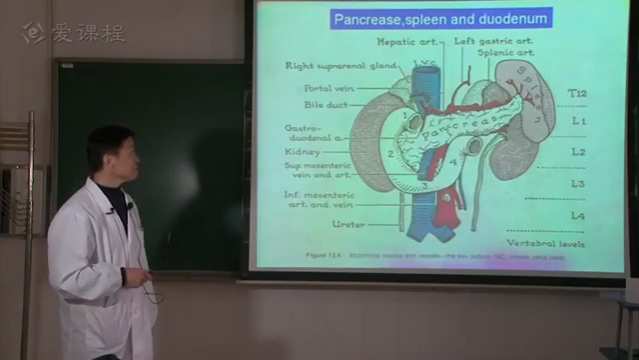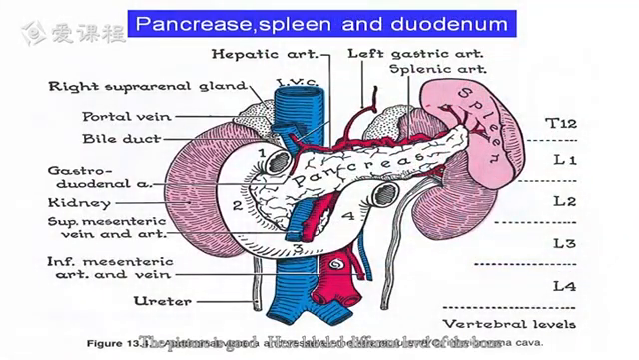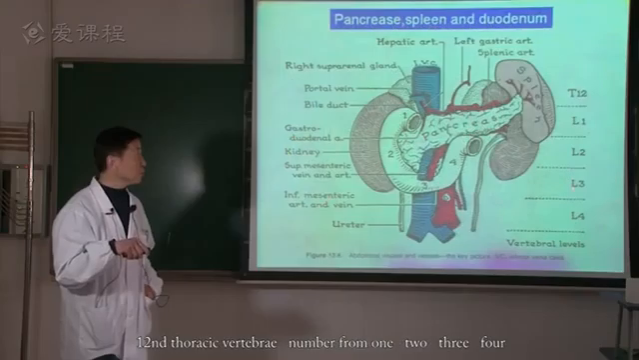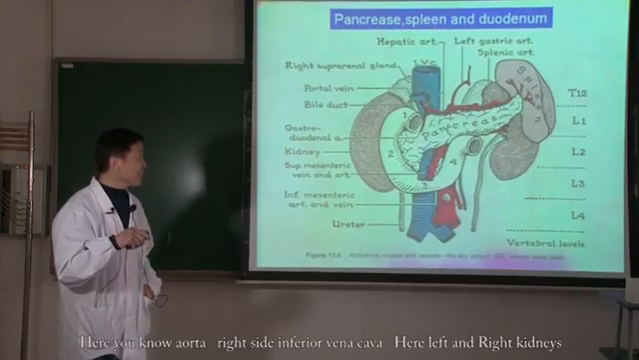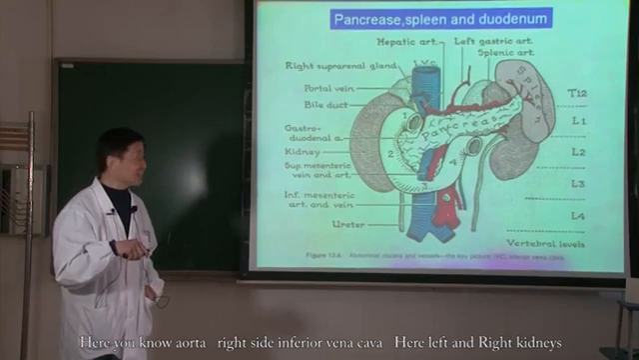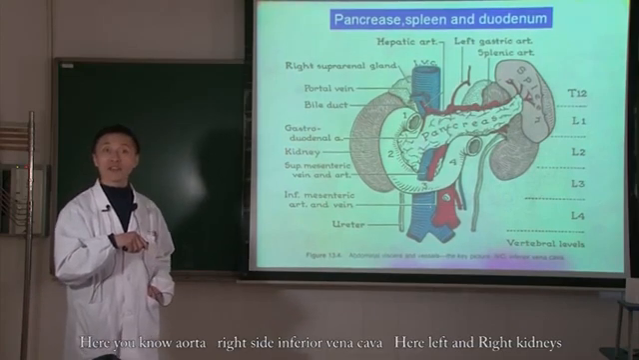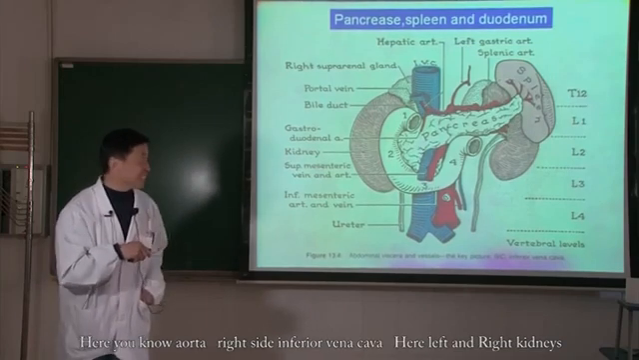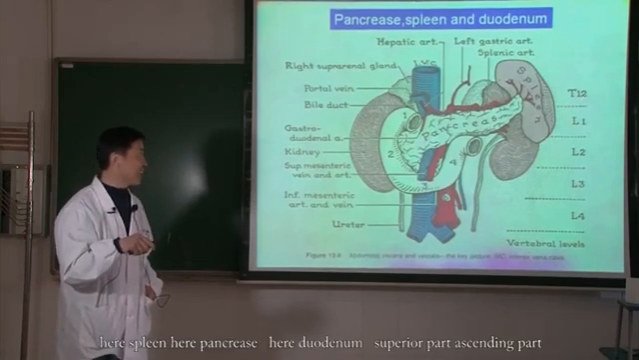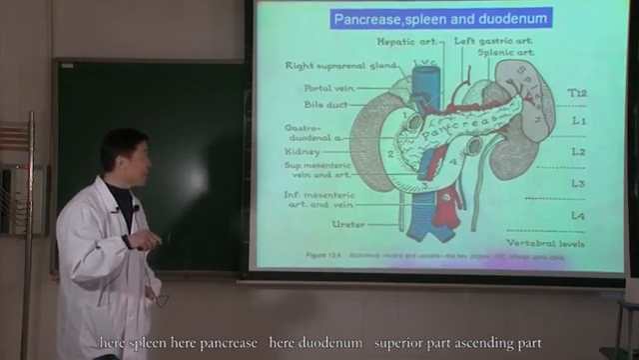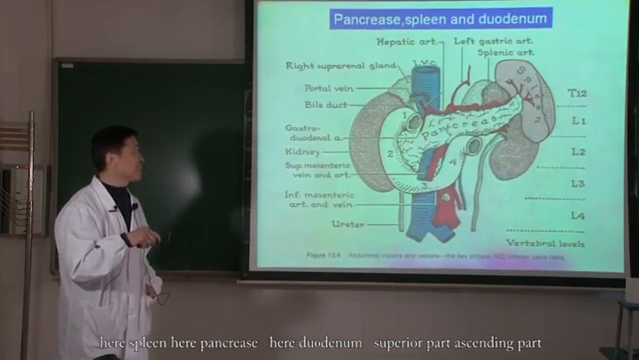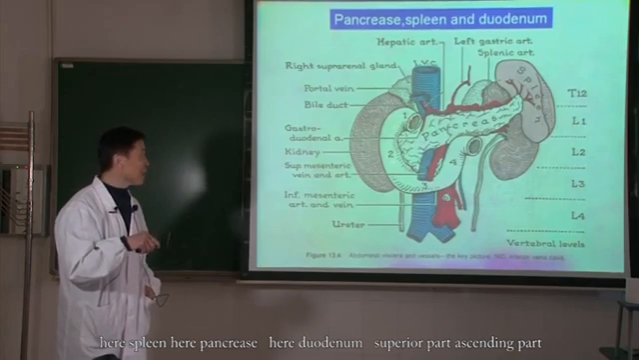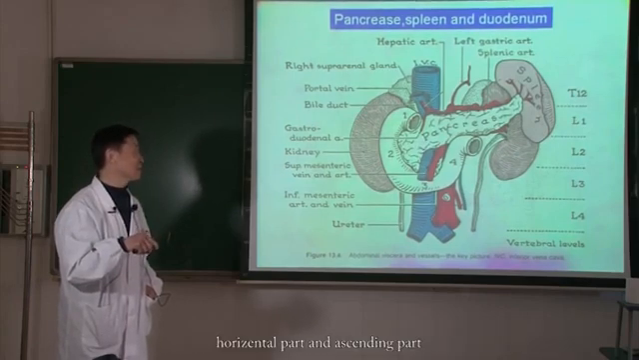This picture is good. Here, label the different levels of the vertebrae: thoracic 12, then numbers 1, 2, 3, 4. Here, you know, the aorta. The left side is the aorta, the right side is the inferior vena cava. Here, the left and right kidneys. Here, the spleen. Here, the pancreas. Here, the duodenum: superior part, descending part, horizontal part, ascending part.